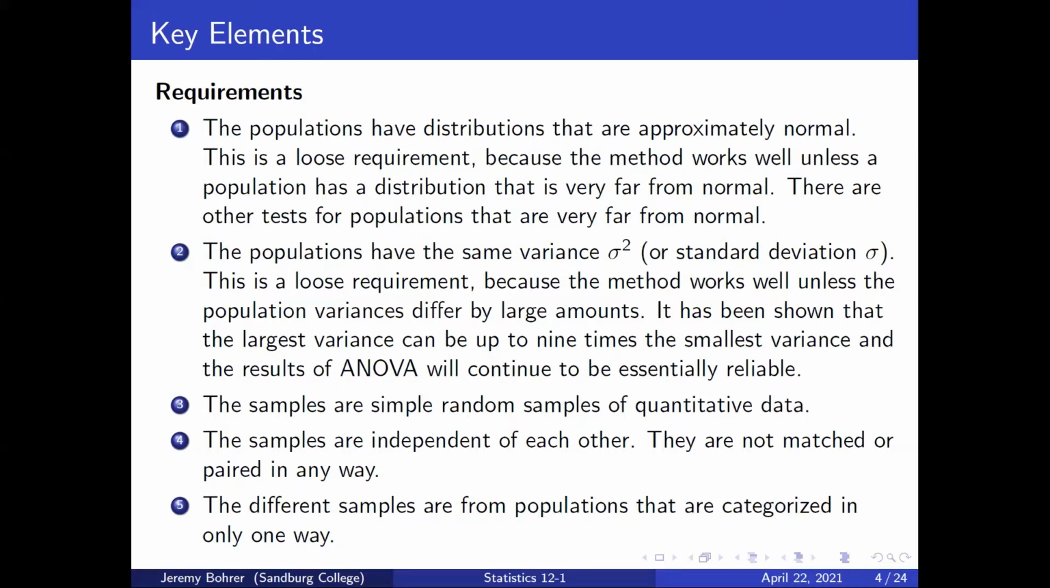Third, the samples are simple random samples of quantitative data. Fourth, the samples are independent of each other. They are not matched or paired in any way. And fifth, the different samples are from populations that are categorized in only one way.